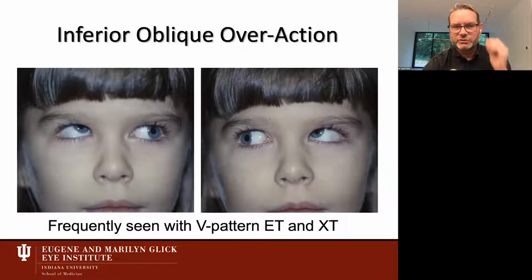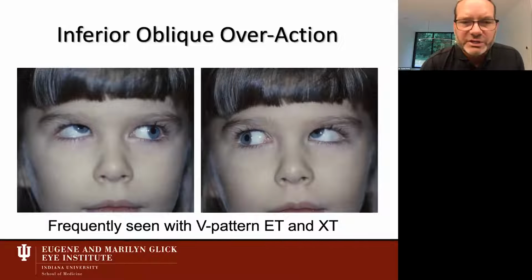This next question is about transposition or slanting procedures. Which one is more effective? We'll talk about slanting procedures towards the end, but I don't think there's any question in my mind which is more effective, and that's going to be transpositions. Transpositions are the most powerful procedure you can do for moving an eye and collapsing incomitance, whether you have A or V patterns or nerve palsies, which is why it's what we do for 6th nerve palsies. You transpose muscles.